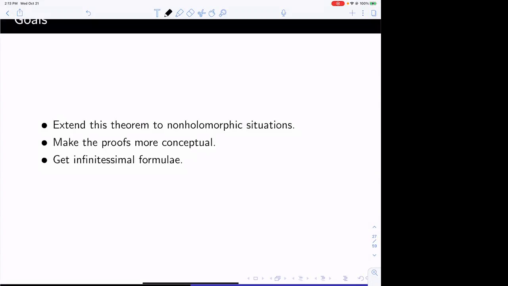Baum and Bott in their paper did get an infinitesimal formula, but it only applies in certain cases, and it certainly doesn't apply in the real situation, in the case of smooth manifolds. Okay, so that's what I would like to accomplish.